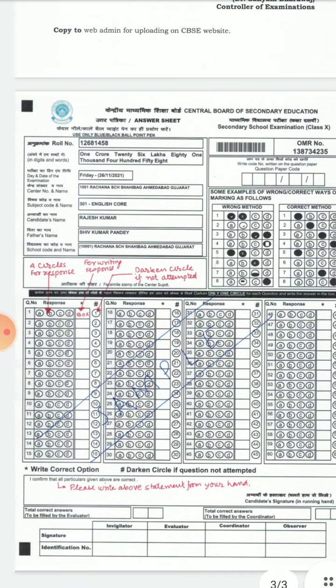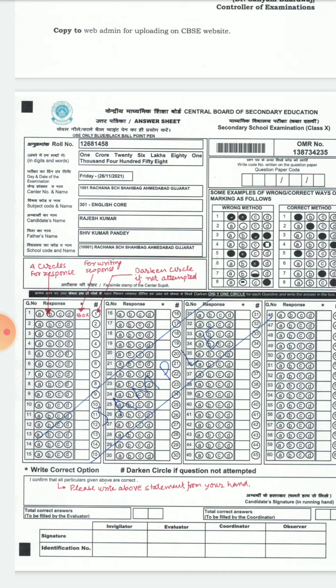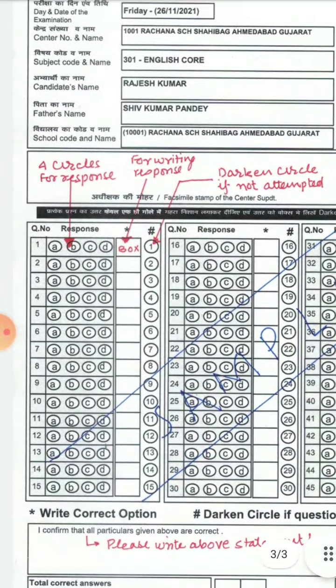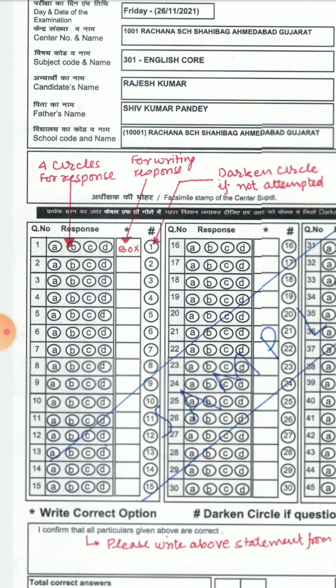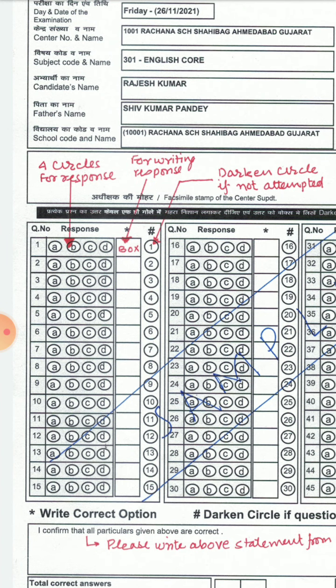After writing the question paper code and checking the pre-filled candidate details, here you can see the answer marking place. In this marking place there are four circle options, and after the four circles there is one box, and after the box they have given another circle, 1 2 3 4 like that. I will tell you the purpose of this box and of this circle. So you are going to attend the test, okay?